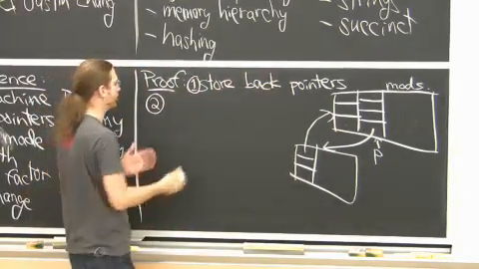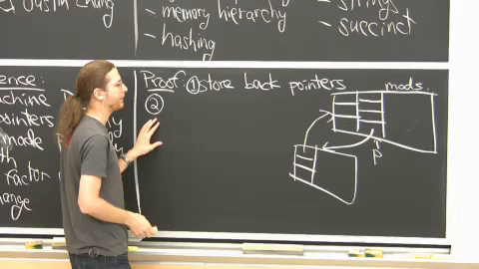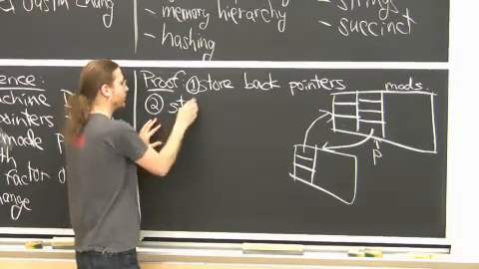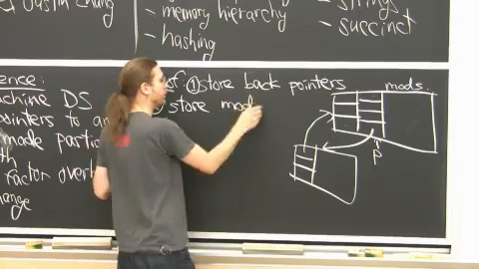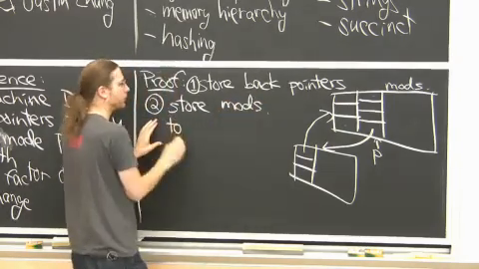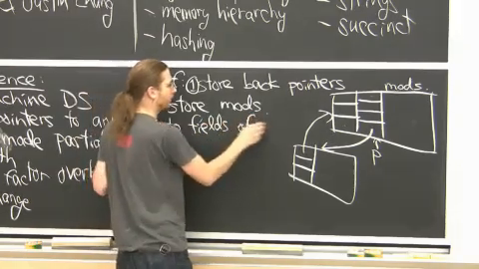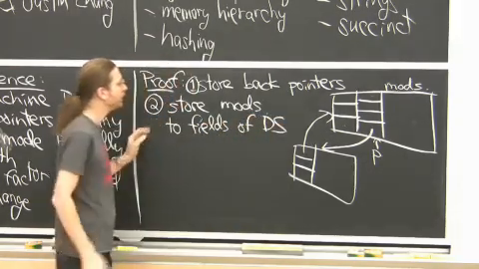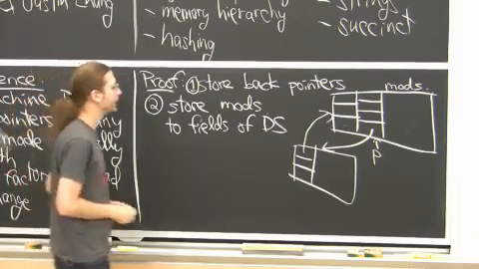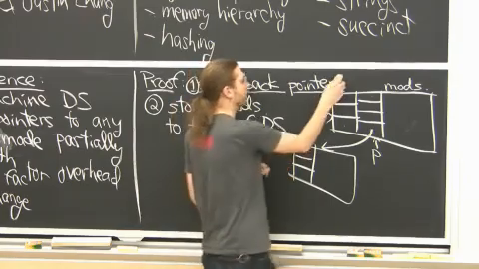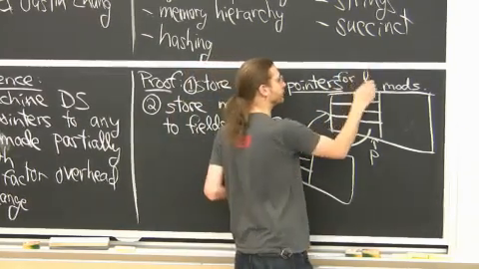Could stand for something, but I'll leave it as mods. So these are the fields of the data structure. One convenience here is for back pointers, I'm only going to store it for the latest version of the data structure.